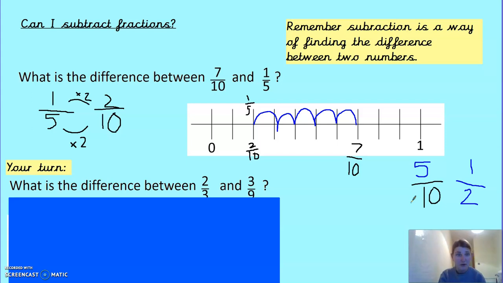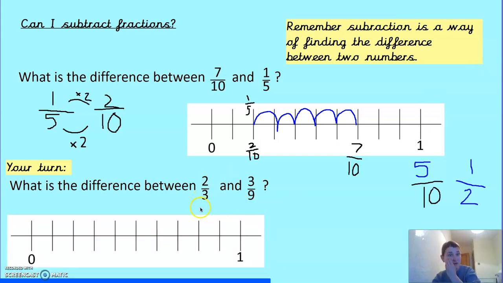Okay, so I'm going to show you an example that I'd like you to have a go at. So your turn. Can you find the difference between 2/3 and 3/9? Tip, I've put my number line with the highest denominator. I've cut my number line into ninths, okay? So why don't you have a little go there for me? Pause me. You've got my example as a worked example here. See if you can find the answer, okay?